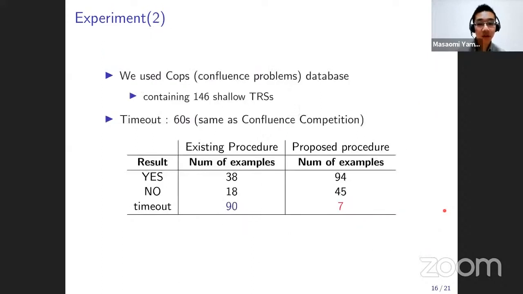And we conducted an experiment on the COPS database. COPS contains 146 shallow TRS. And the timeout is set to 60 seconds, the same as the conference competition. Look at the row of timeouts. 90 examples were not terminated in the existing procedure. But on the other hand, the number of timeouts for our new procedure was only 7. As you can see, our new procedure got better results than the existing procedure.